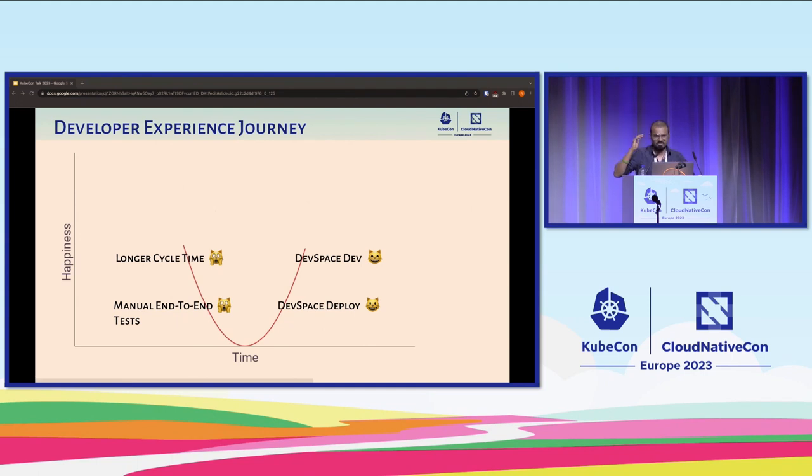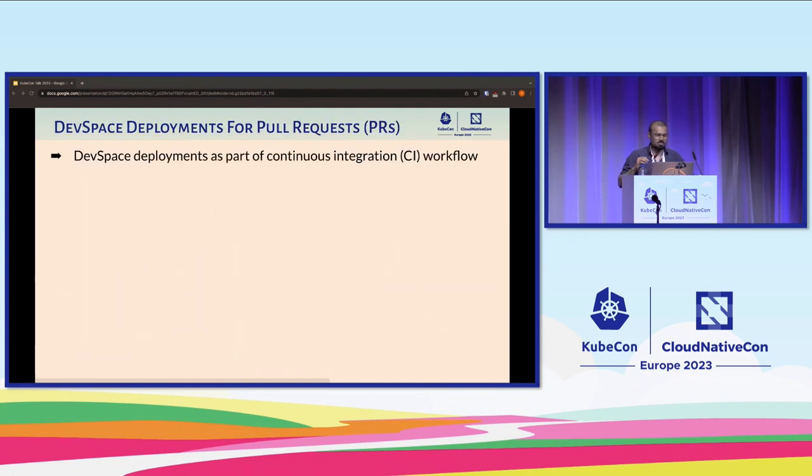Now, we've made some improvements, and definitely the cycle time would be shorter, but we wanted to take it a step further. How can we use these building blocks to make the cycle time even shorter? And the way we did it was to bring DevSpace deployments to our CI, our continuous integration workflow. So essentially, what we do is that for each pull request, we would deploy DevSpace environments. We deploy and then provide that unique environment for the developer on the workflow.